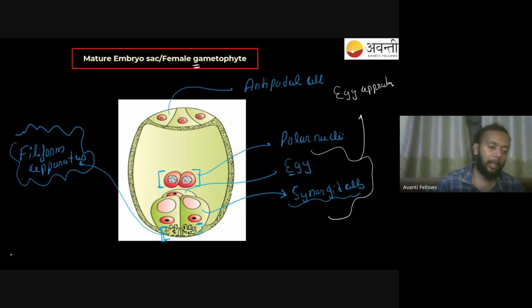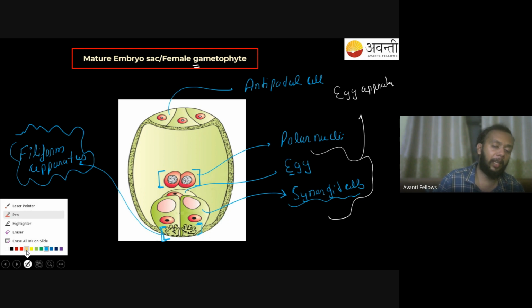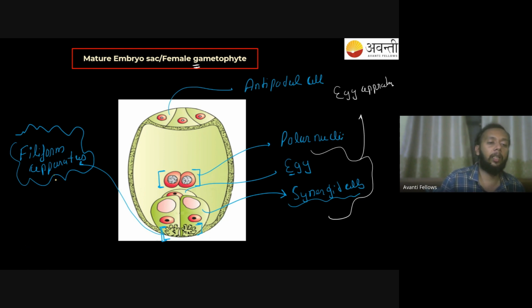So remember this, they have one role to play, and that one role is guiding the pollen tube. The pollen tube comes towards the micropyle end because of them. They release some chemical attractant, and they actually help guide the pollen tube to reach the ovule. So guiding the pollen tube, that is what they are known for.